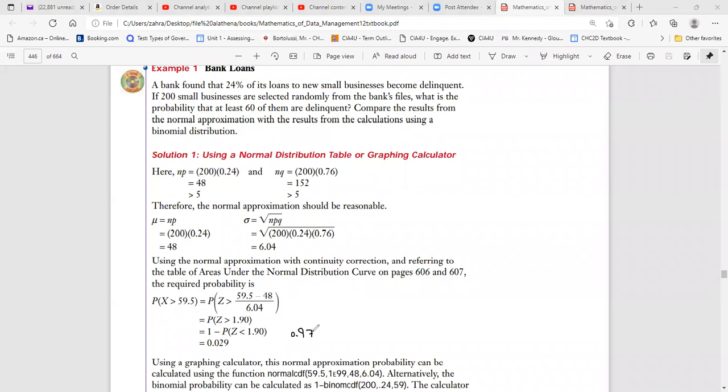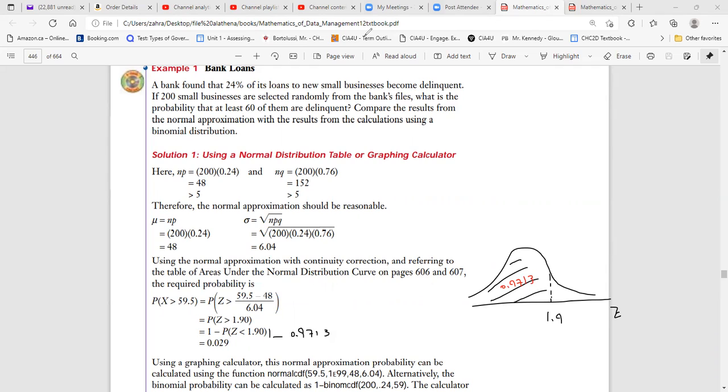0.9713. So you have to say 1 minus that. For this Z score, imagine that the Z score is 1.9, right? This is my Z. This area here is 0.9713, as we have from the table.